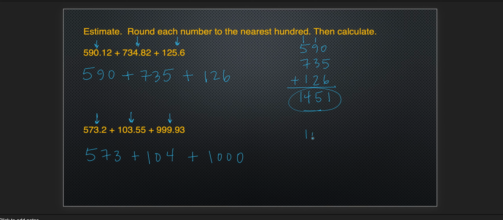And so I'll take this over here and add these this way. So that's 7, 7, 6, 1, so 1677.